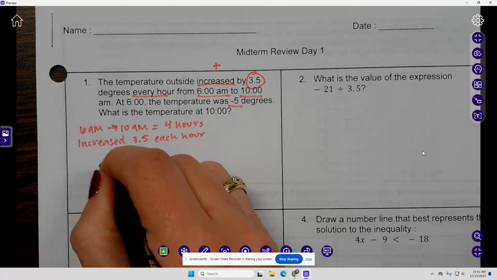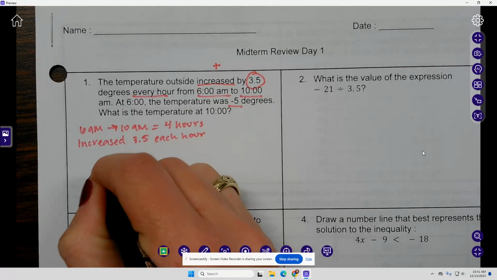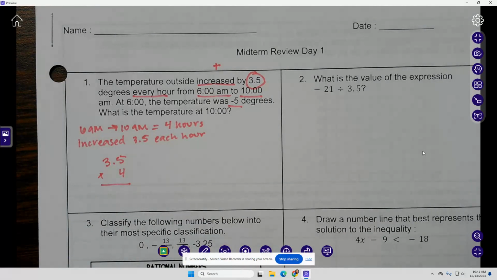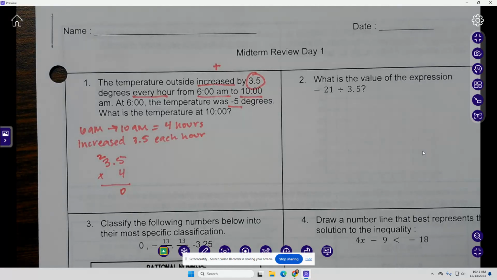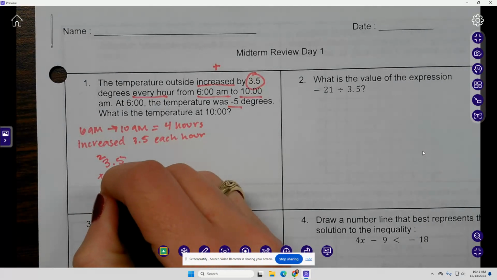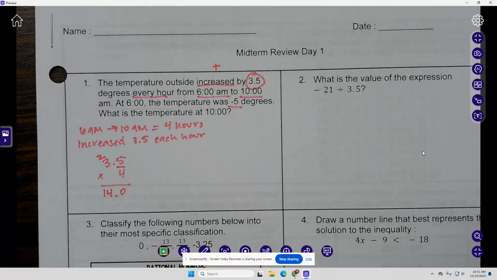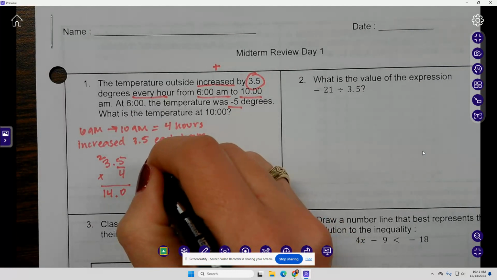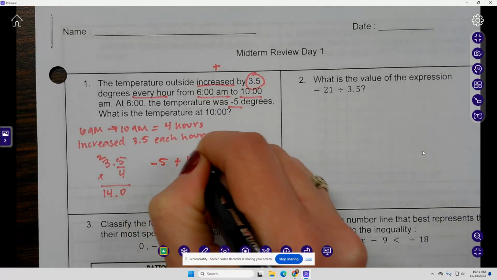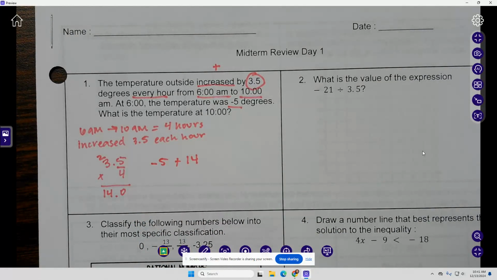So I'm going to take 3.5 and multiply it by the number of hours. 4 times 5 is 20. Carry my 2. 4 times 3 is 12, plus 2 is 14. I have one decimal place, so I need to move my decimal 1 to the left. So in those 4 hours, it increased 14 degrees. But it tells me that it started at -5 degrees. So if it started at -5 degrees and it increased 14 degrees, I need to add those two numbers together.